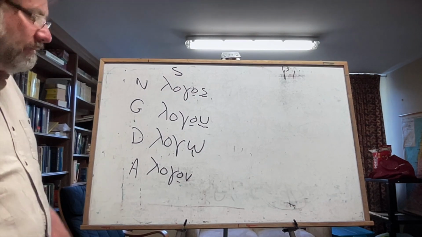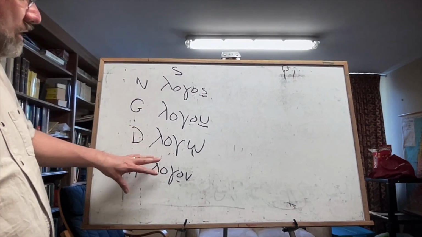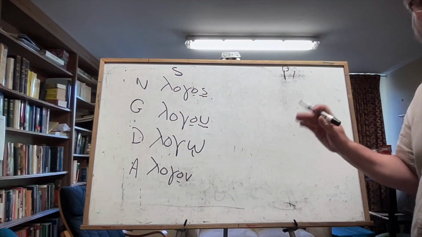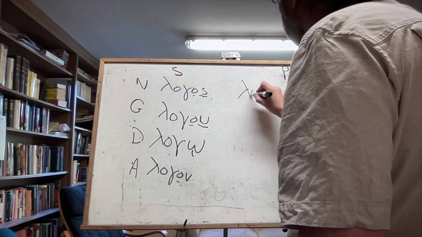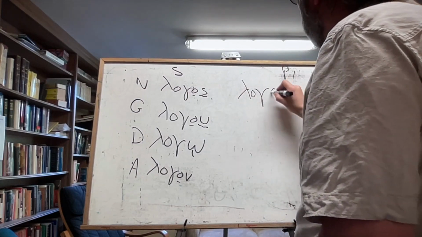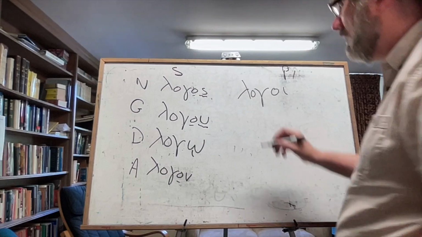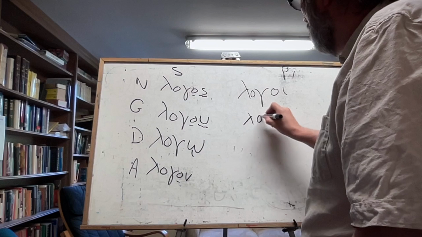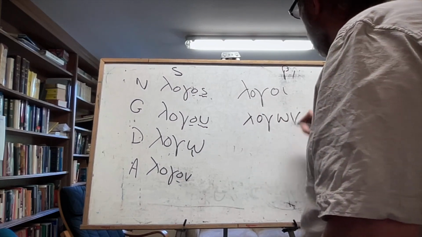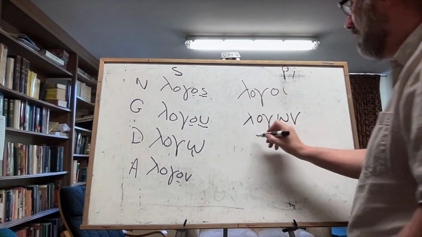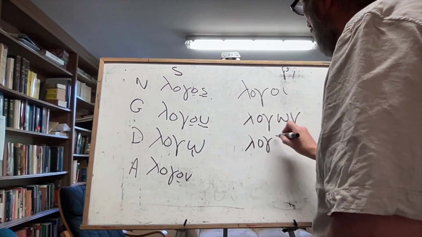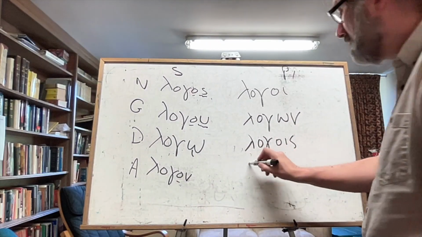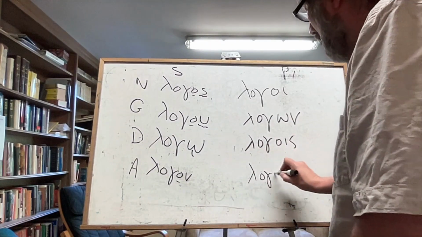Those are your singular forms. And now let's jump over to the plural forms. Plural nominative is logoi. The genitive plural is logon. The dative plural is logois. And the accusative plural is logus.